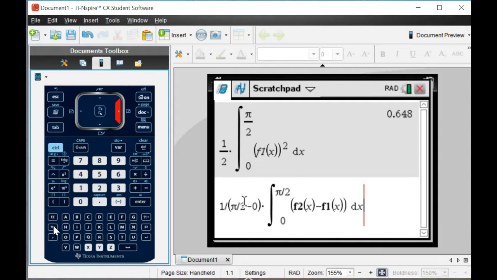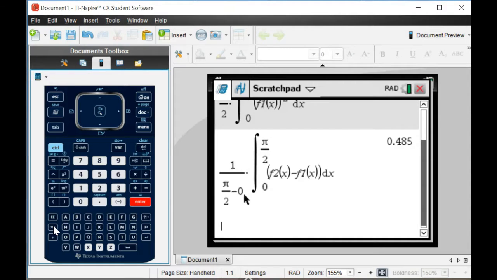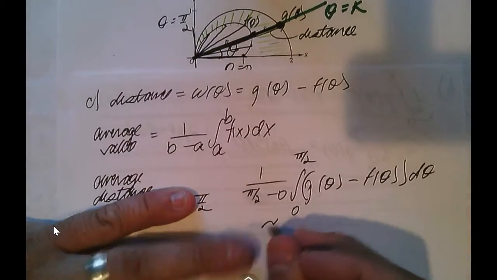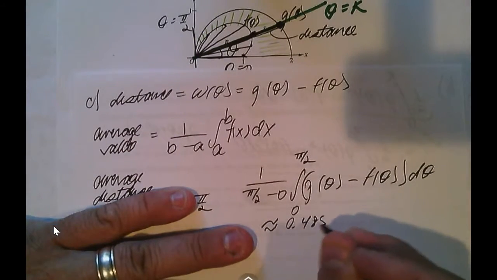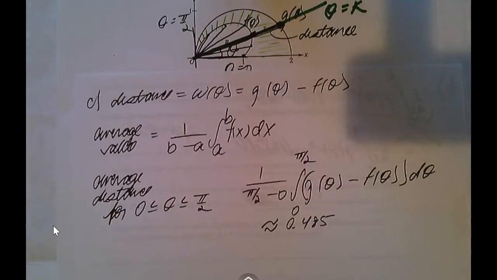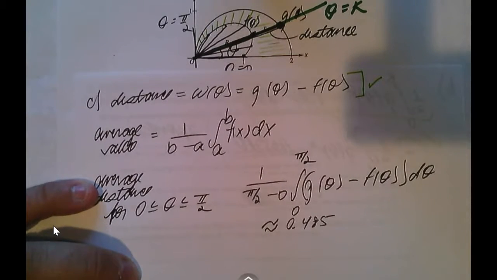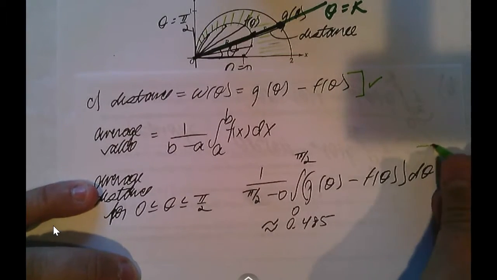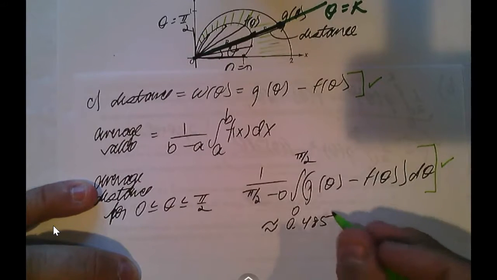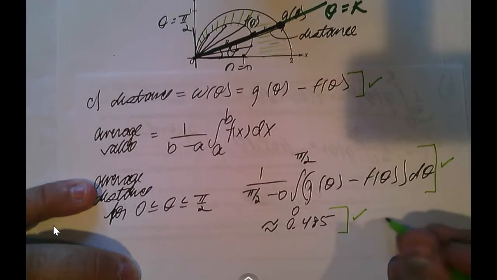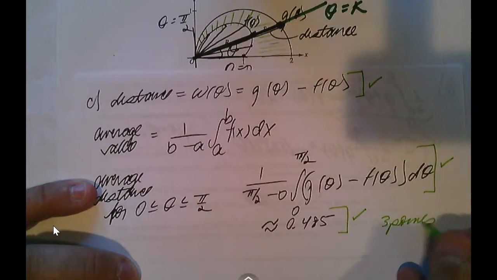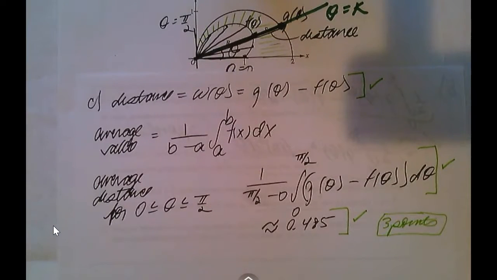Integrate with respect to x, and we get 0.485. I'm going to go back, and this is approximately 0.485. Now, where did the points come from? 1 point for the expression for w of theta, 1 point for the integral, and 1 point for the numerical answer, for a grand total of 3 points.